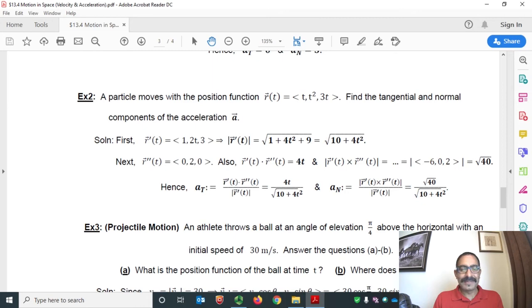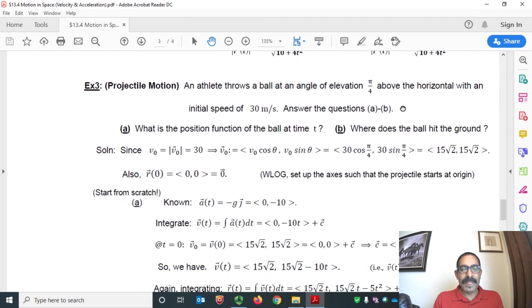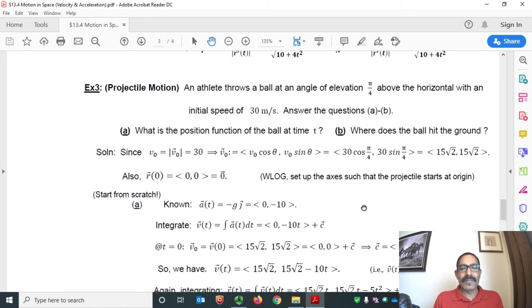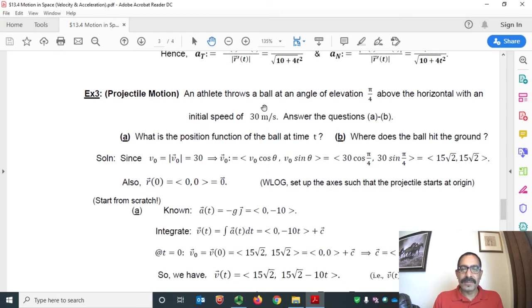Now let's move on. Example 3, the projectile motion. An athlete throws a ball at an angle of elevation pi/4 above the horizontal with an initial speed of 30 meters per second. Answer questions A and B. A. What is the position function of the ball at time t? B. Where does the ball hit the ground? I hope this question makes sense to you all. Now let's begin the solutions.